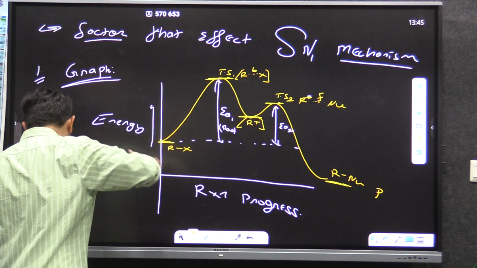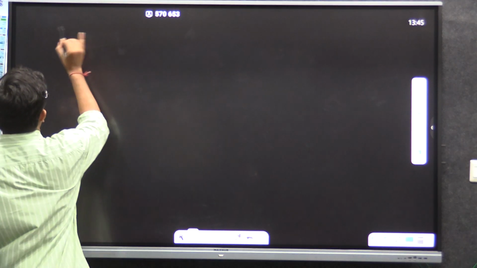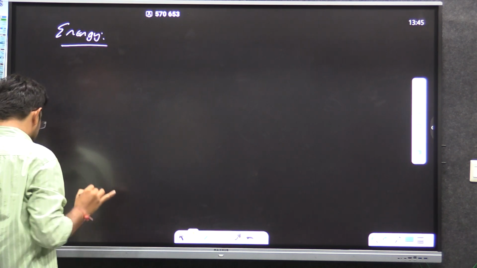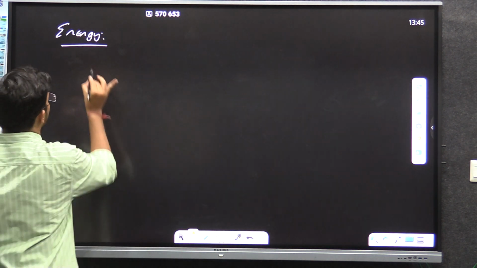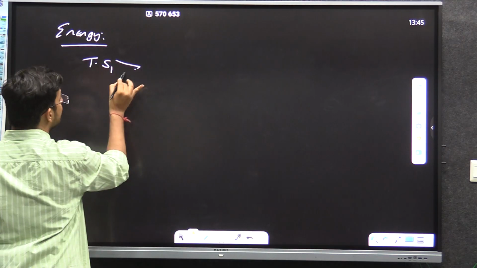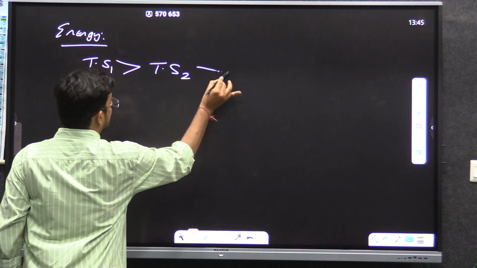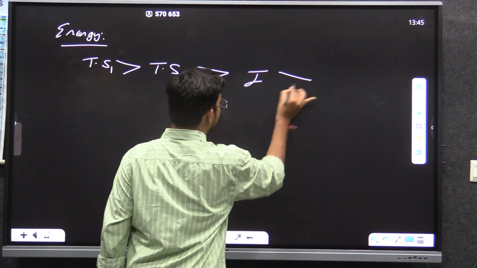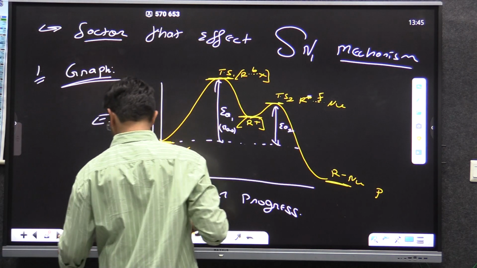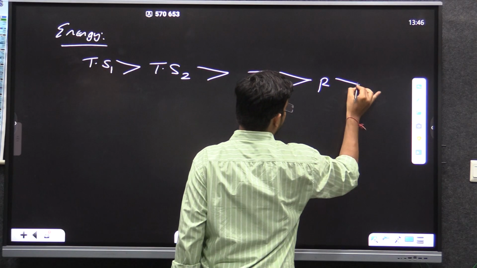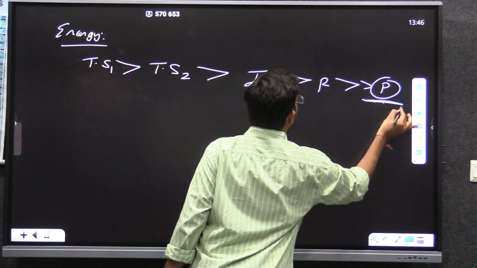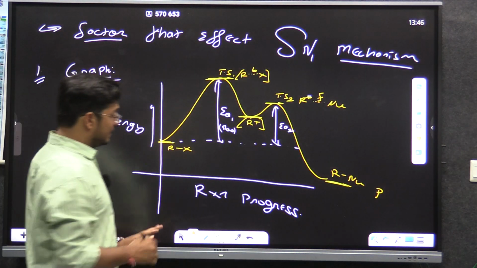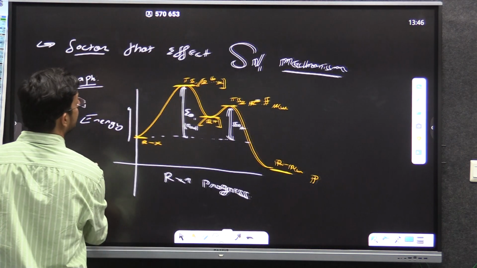Overall, in terms of energy, you can rearrange in this form: the highest energy goes to the first transition state, and then the second transition state. The next one is the intermediate, the third one is the reactant, and the last, which should be the most stable, is the product. And these are some points that we need to learn in the graph.